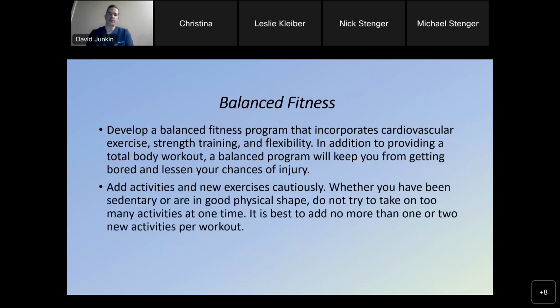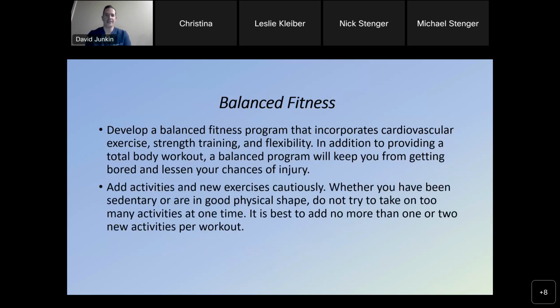It also needs to be balanced, which I'm sure I alluded to earlier. You want to train the entire body, not just certain muscle groups. You want to incorporate cardiovascular exercise, strength, and of course, flexibility. Flexibility will help to prevent injuries, most importantly. And a lot of times these can be combined.